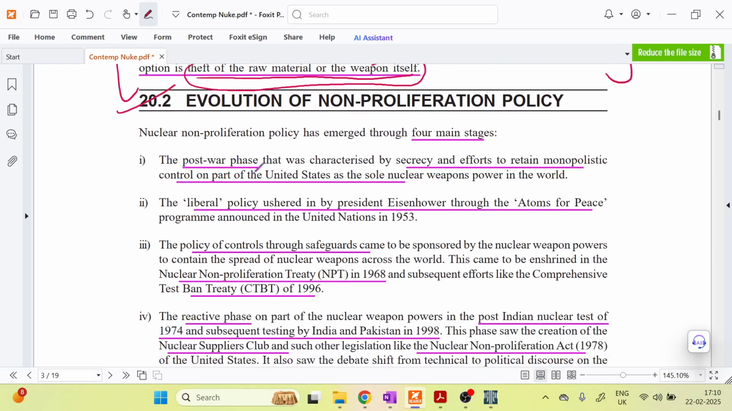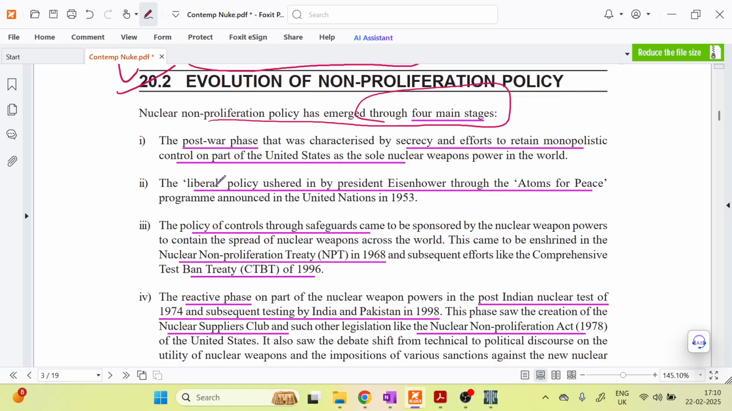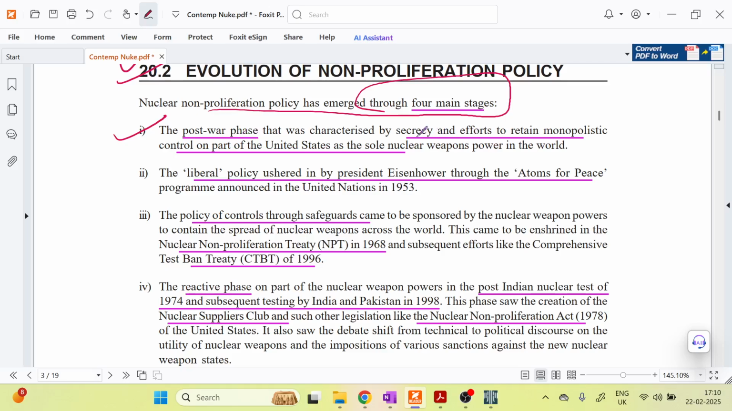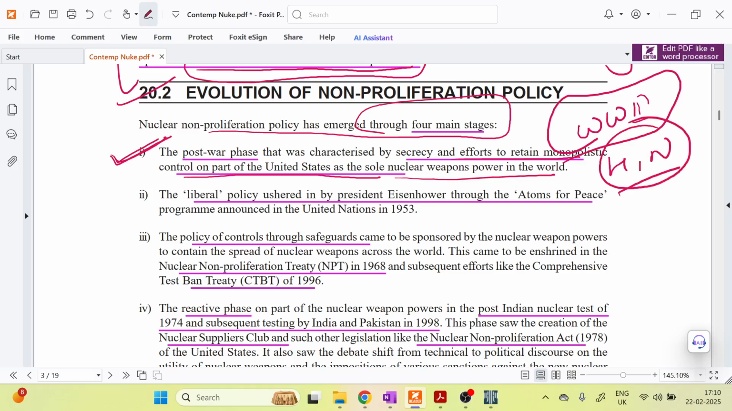Then let's talk about the evolution of non-proliferation policy. Nuclear non-proliferation policy has emerged through four main stages. The first, the post-war phase, was characterized by secrecy and efforts to retain monopolistic control on the part of the United States as the sole nuclear power in the world. Because after the Second World War ended, the US deployed two bombs on Hiroshima and Nagasaki. In that situation, no country could challenge it. So for a brief time, it remained the sole hegemon, the sole monopoly in terms of nuclear weapons.